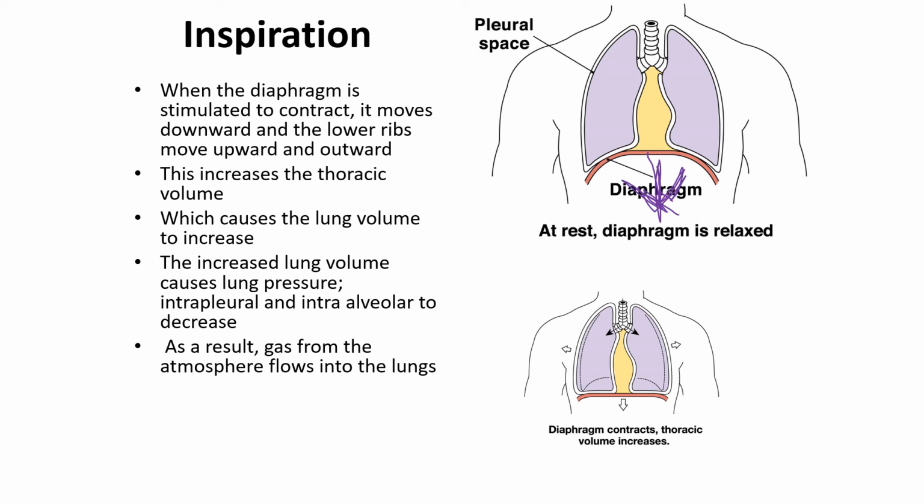Because remember, when something contracts, the muscle gets shorter, right? So when it contracts, it'll get shorter and pull down, okay? So it'll get shorter and move downwards. This will increase the thoracic volume. So volume increases. So what happens to pressure?